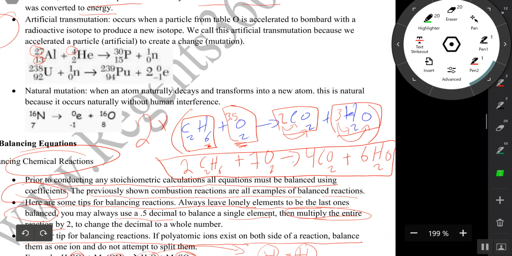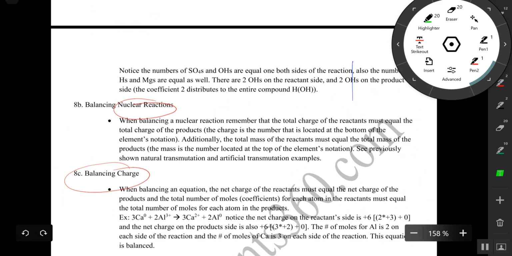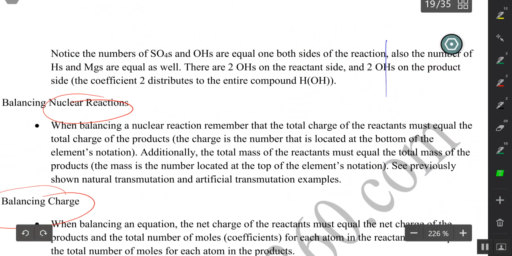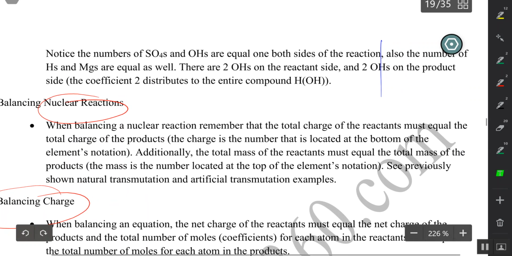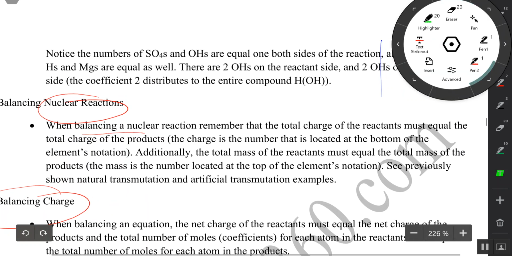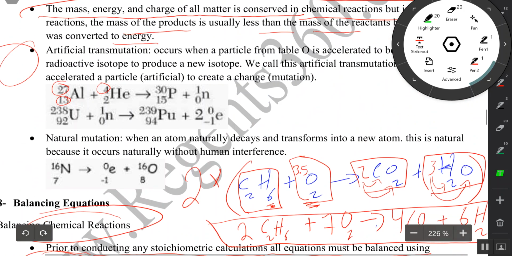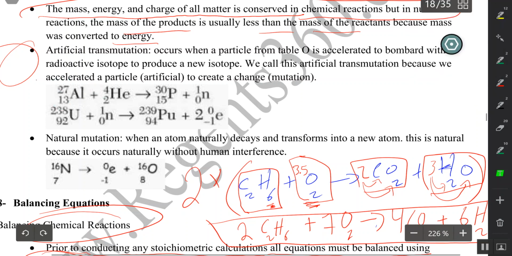Okay. Now, let's go on to the next concept. Next concept here is about balancing nuclear reactions. Let's read this. Okay, we're going to go back to the previously shown natural and artificial transmutation reactions. Let's take a look.